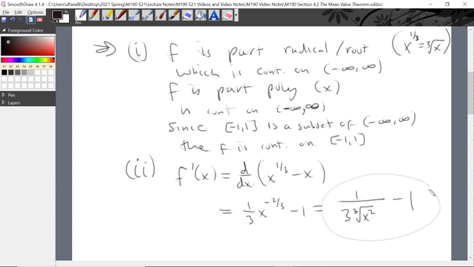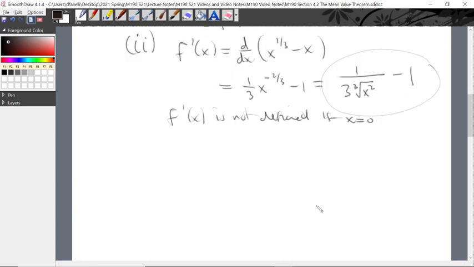So here's our derivative. And notice that f prime of x is not defined if x equals 0. And 0 is contained within the open interval -1 to 1, right? It's a value within the open interval. So therefore f is not differentiable on the given open interval.